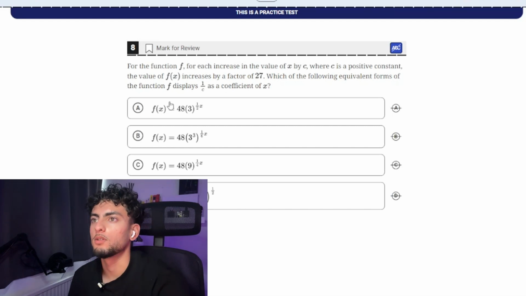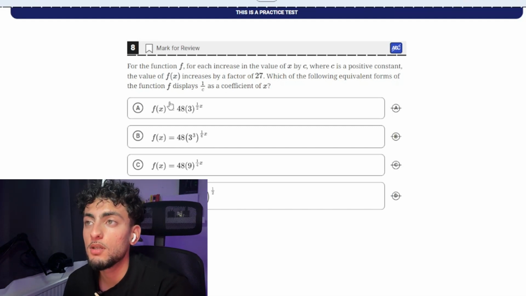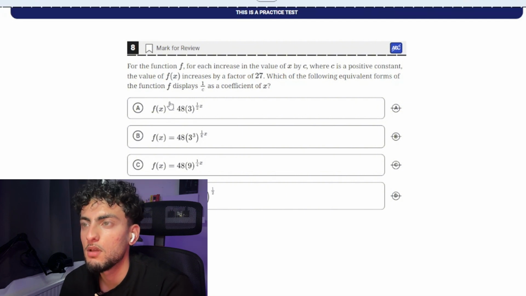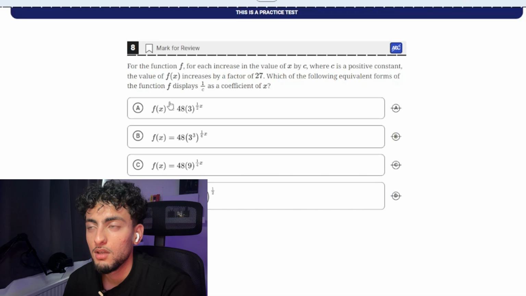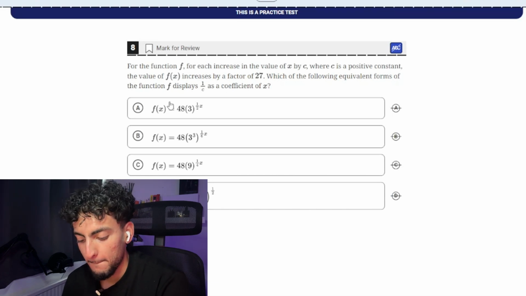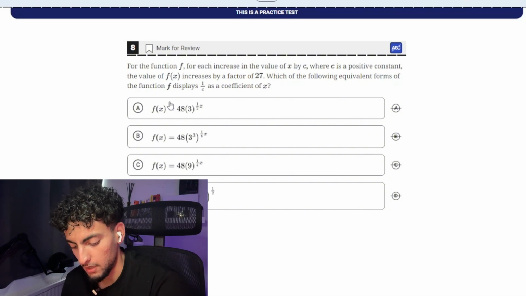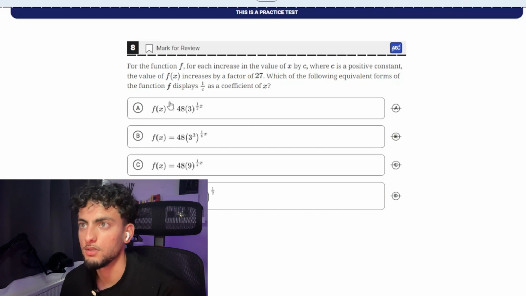This is the first question I found confusing. Okay. For each increase by the value of x by c, where c is a positive constant, the value of f of x increases by a factor of 27. Which of the function of f of x is where c as a coefficient of x? What? So, f of x equals a, f of x plus c equals 27a, f of x plus 2c equals, what's 27 squared? 729a. That's what I understand.